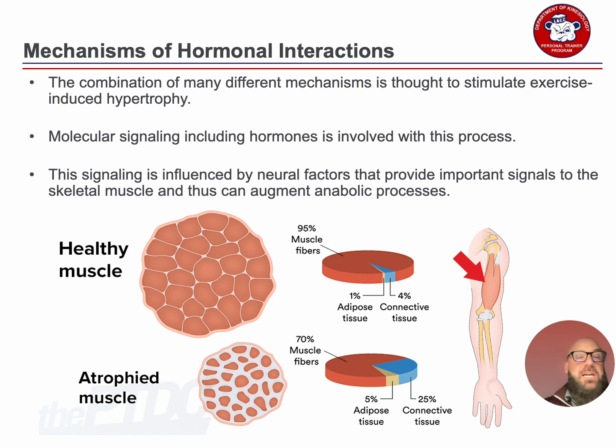So you see on the left-hand side here, I have healthy muscle, which would be bigger, thicker. That's hypertrophied muscle. And below that, atrophied. The opposite of hypertrophy is atrophy, so muscle getting smaller.